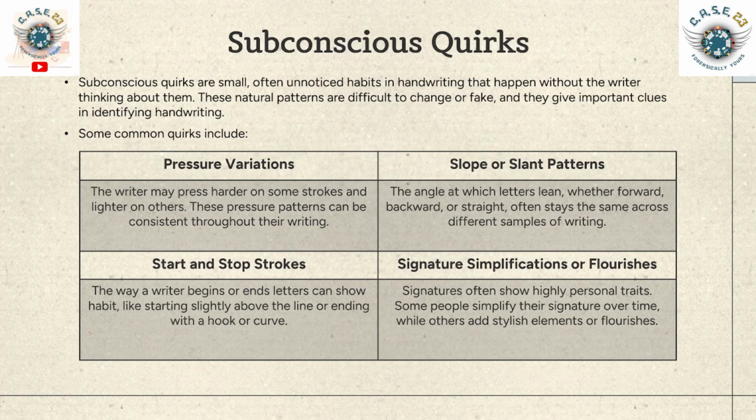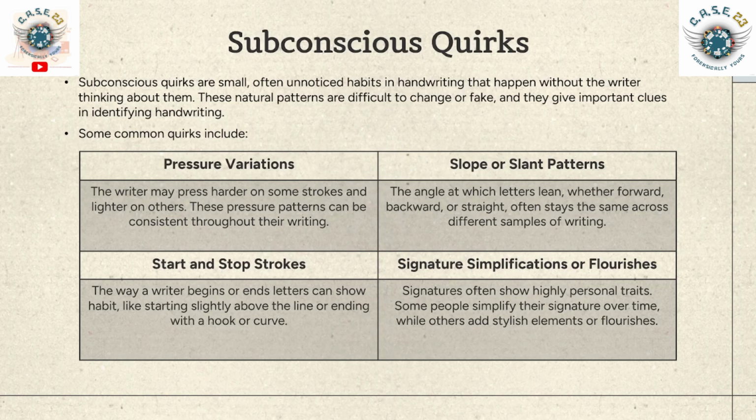Then the third type is start and stop strokes. This is where things get very detailed. The way a person starts or finishes a letter can reveal habits, like starting just a bit above the line or ending a word with a small hook, curve, or flick. For example, some people start their lowercase m with a little curve, or end the letter T with a long tail. It may seem small, but these are very subconscious habits.